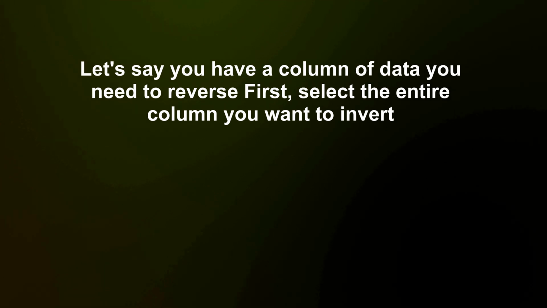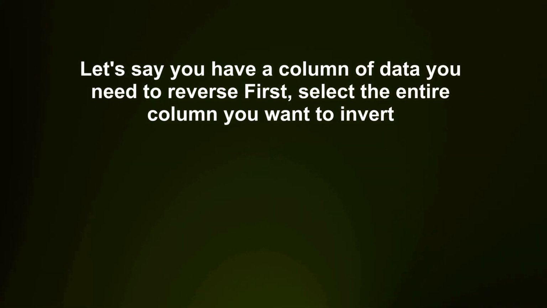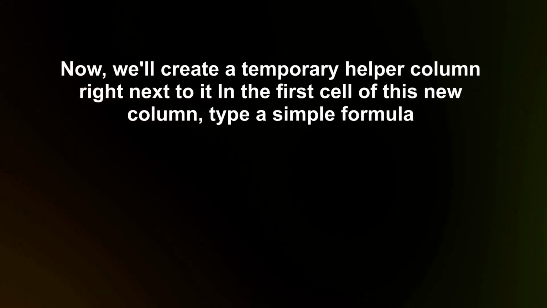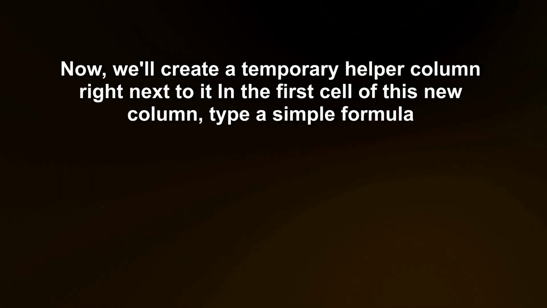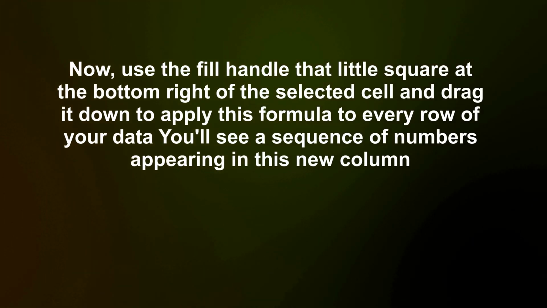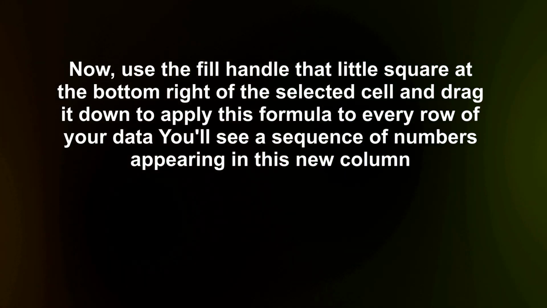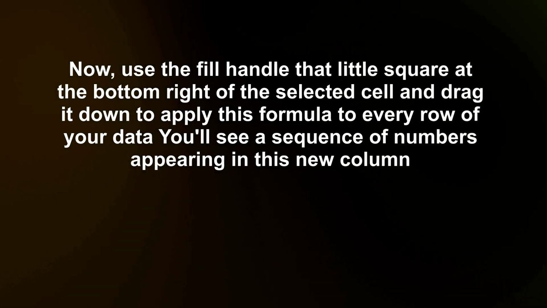Let's say you have a column of data you need to reverse first. Select the entire column you want to invert. Now, we'll create a temporary helper column right next to it. In the first cell of this new column, type a simple formula. The formula is simply equals ROW. Press enter. Now, use the fill handle, that little square at the bottom right of the selected cell, and drag it down to apply this formula to every row of your data.